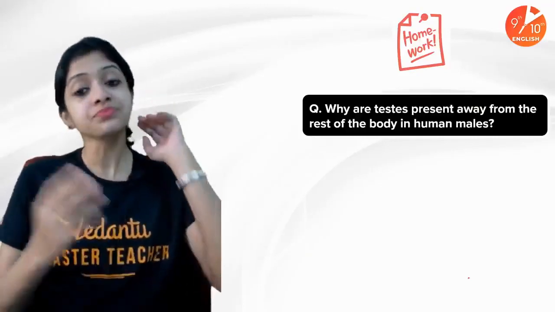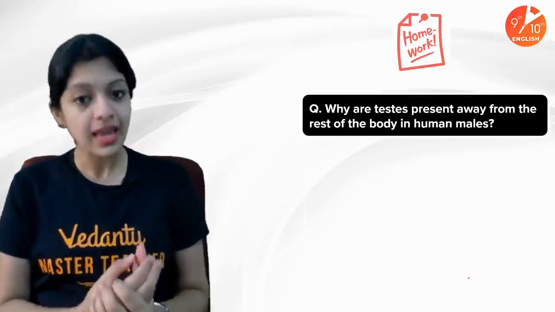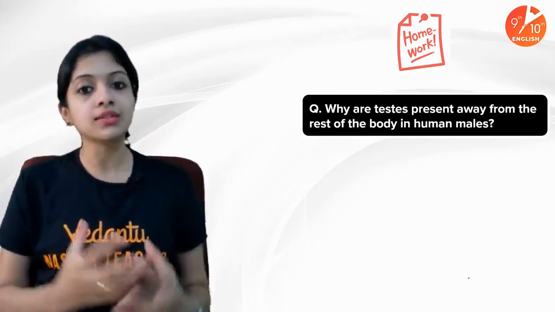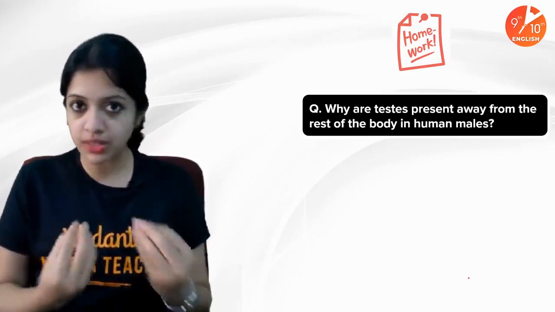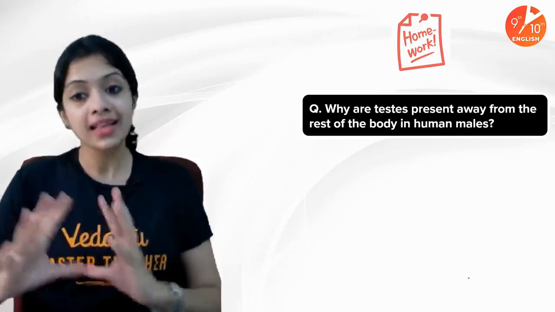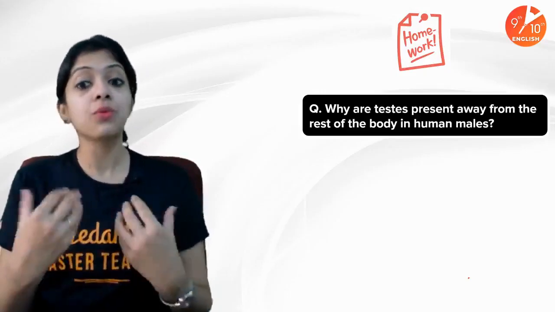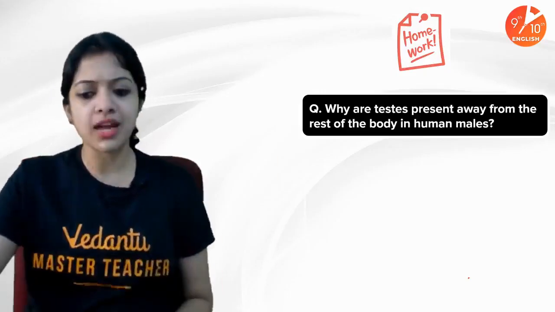and recap with the homework question that I gave you in the last session. Why are testes present away from the rest of the body in human males? Remember, in the last session I told you about the structure of the male reproductive system, how it works, all the parts, what their functions are, and the structure of the female reproductive system. So we saw that testes are present away from the rest of the body in human males. Why is this so? This is what I had asked you.